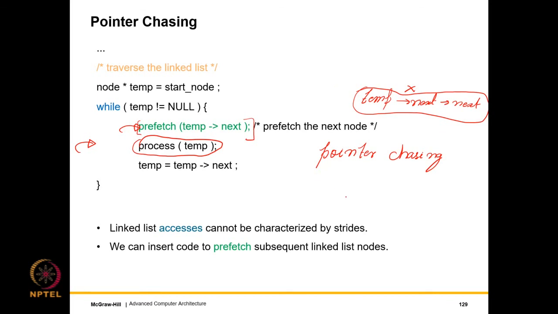Of course this cannot be used with strides, because linked list accesses cannot be characterized by strides. If you assume a linear memory space, the objects will be there everywhere, so the linked list will basically be formed like this. There is no fixed strided access pattern. But with some compiler intervention and by adding these prefetch instructions, the prefetched data can come in.